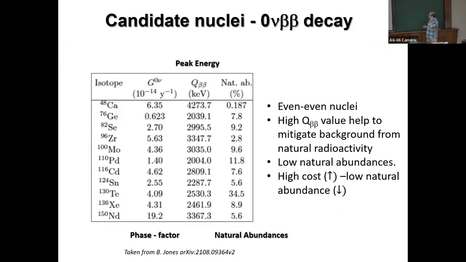So this is a table of candidate nuclei. You have here the Q beta beta, and a high Q beta beta helps you to mitigate the background from natural radiation. Well, you have low natural abundances, which is a problem, and this is related to the cost at the end, and also the phase space factor. This is general information for you to have a perspective of these values.